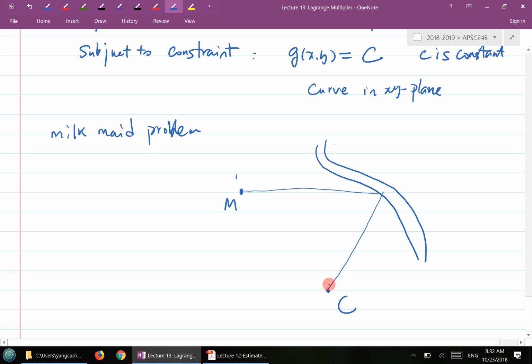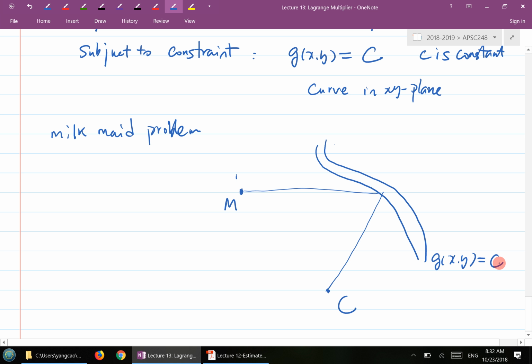So how do we formulate the problem then? This is a very typical example of a constraint problem. Now this river here, we can consider the river as a curve with a certain function g of x, y equal to c. So you can use a certain function to describe the river.